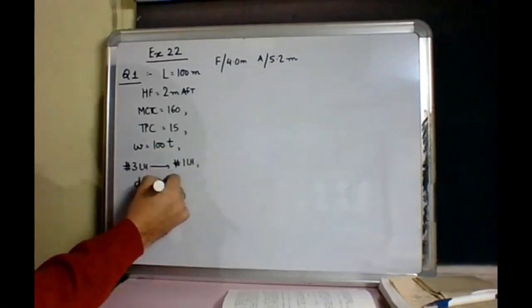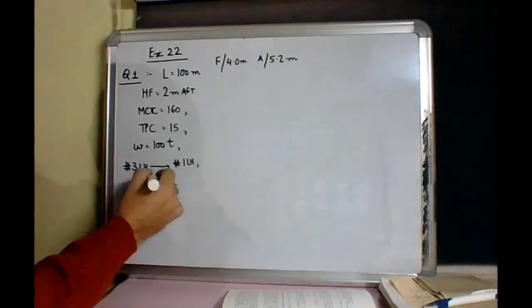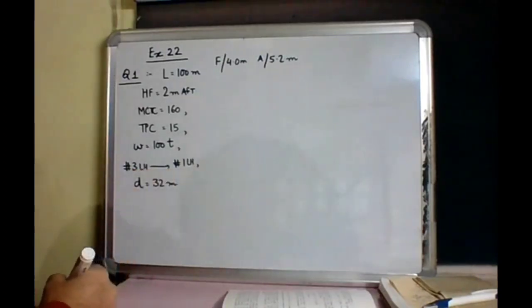Through a distance of 32 meters. D is equal to 32 meters. Find the new draft forward and aft.